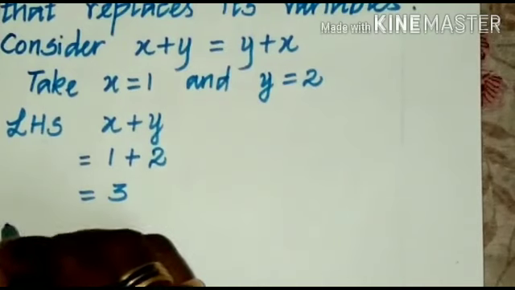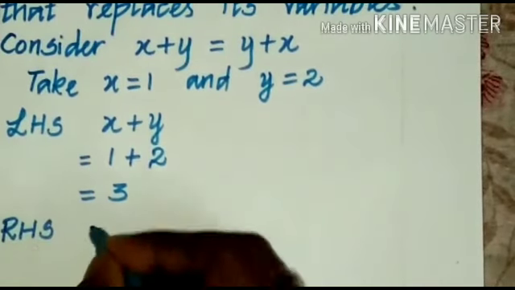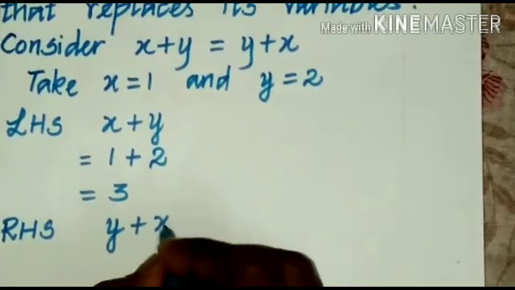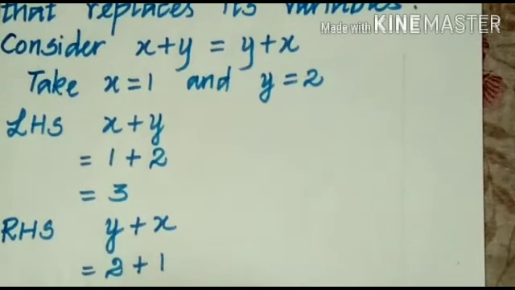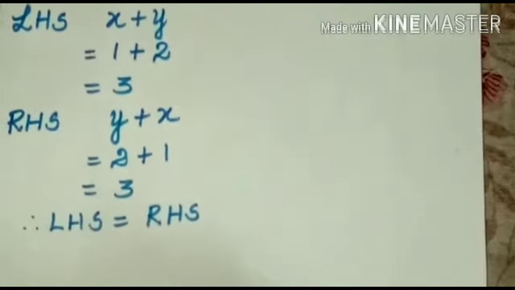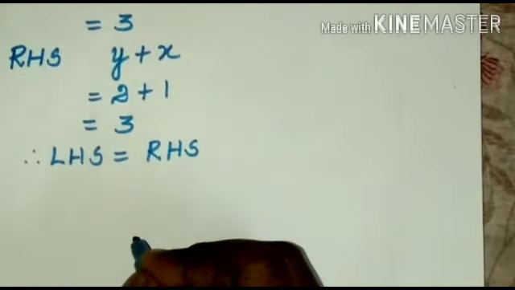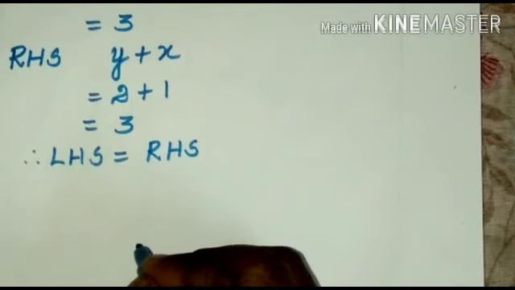Now you take right hand side, which is equal to y plus x. Now you substitute the values, 2 plus 1, which is equal to 3. So therefore LHS equal to RHS. Remember, this will be an identity if it is satisfied for any value of x and y. So the identities give an alternate method of solving problems and multiplication of algebraic expressions and also of numbers.